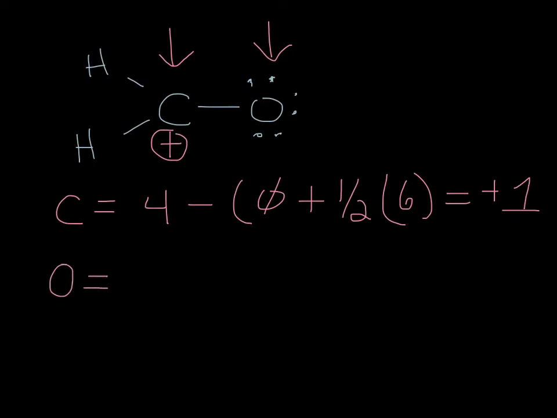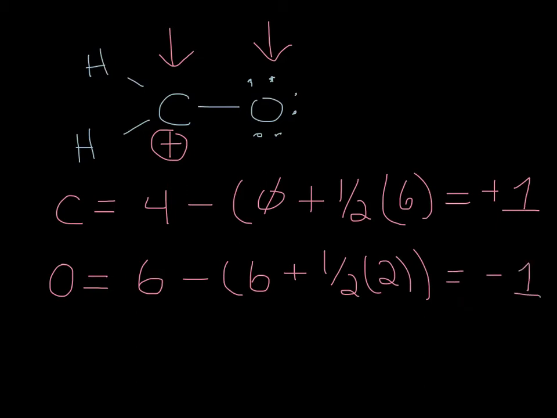On my oxygen, the valence of oxygen is 6. I would expect a neutral oxygen atom to have 2 bonds and 2 lone pairs. I'll subtract from it the number of non-bonding electrons. It has 3 lone pairs on it, so that's 6 total non-bonding electrons, plus 1/2 of 2, because it has 1 bond to the carbon. So I'm subtracting 6 minus 7, that equals -1, so the charge on my oxygen atom is negative.